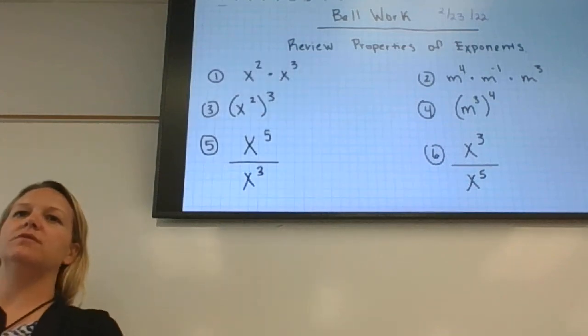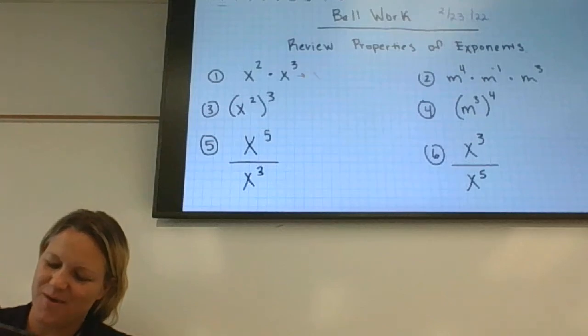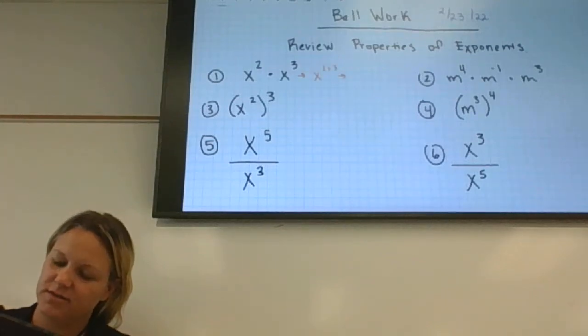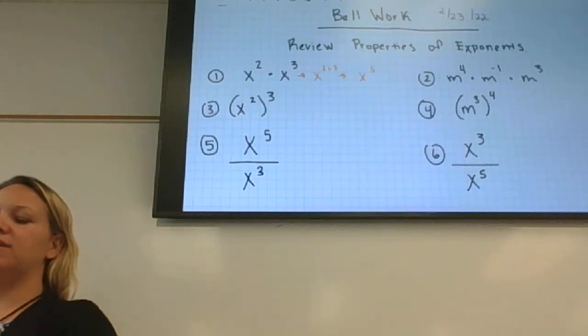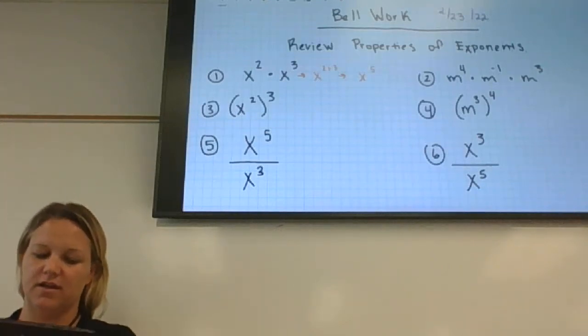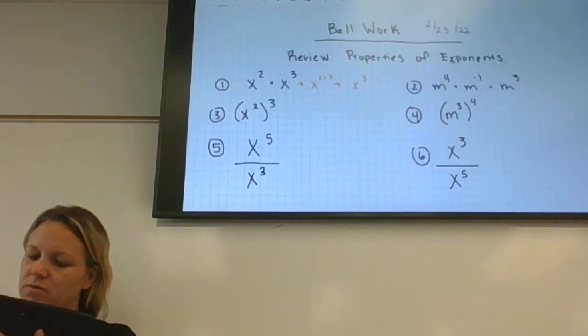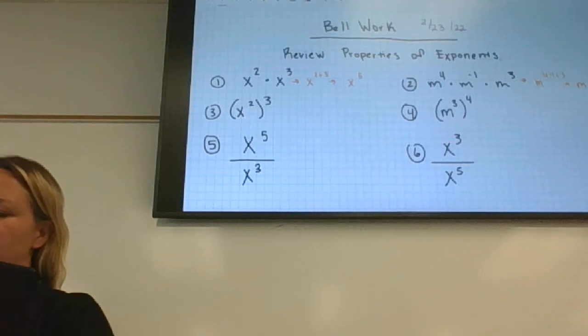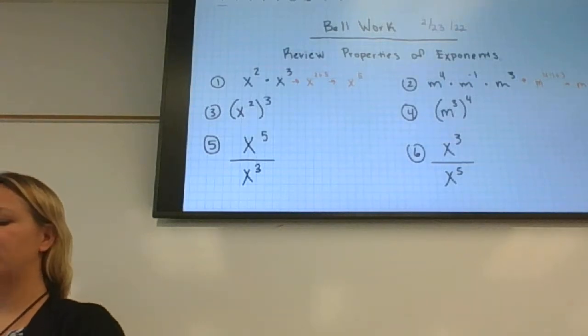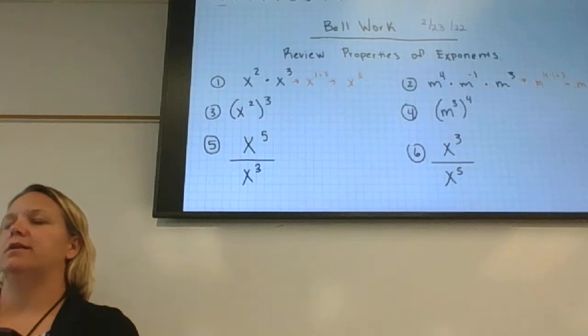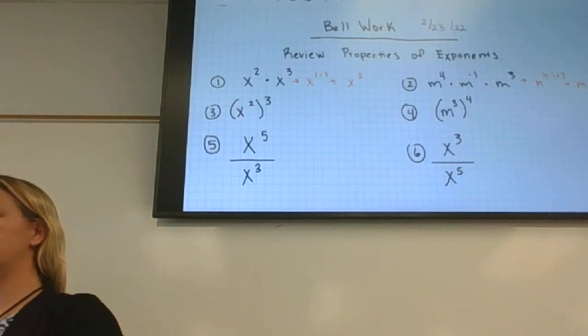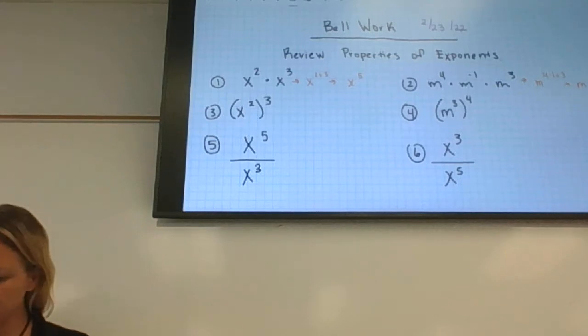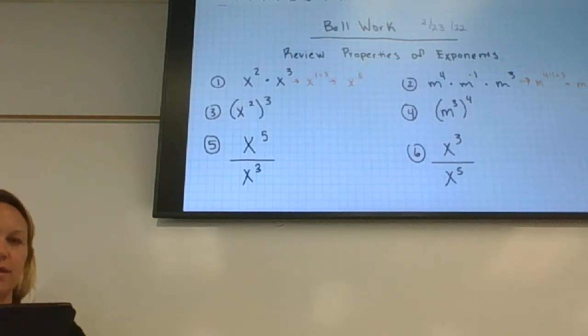Jackson, so number 1, what'd you do with those exponents? Multiplying the same base, add exponents to get x to the 5th. So number 2, what'd you get, Kaylee? We don't need a 3 in front. Well, it's just 1 times 1 times 1, so the coefficient just stays 1. But add all those exponents to get m to the 6th.